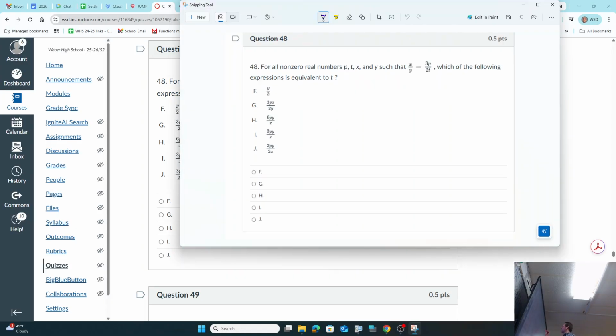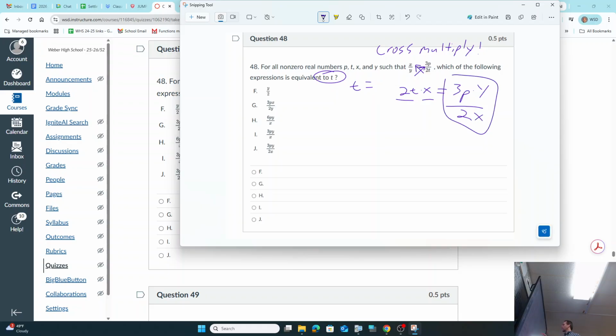Okay, so we're just going to cross multiply and solve for t. So what does t equal? So cross multiply. So 2t times x is 2t times x, and then 3p times y. Then we're just solving for t, so we divide by 2 and we divide by x. There it is. It's 3py over 2x, which is j.